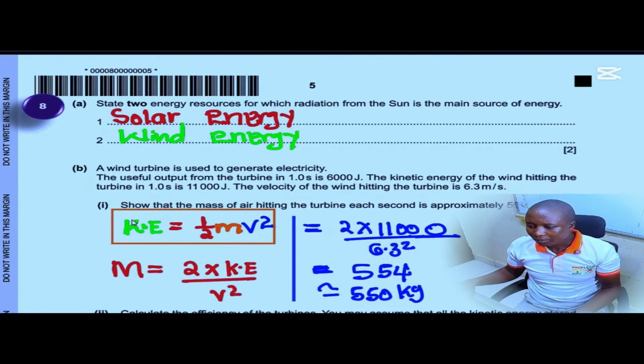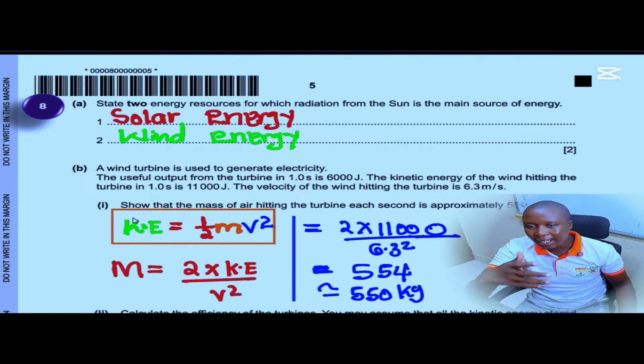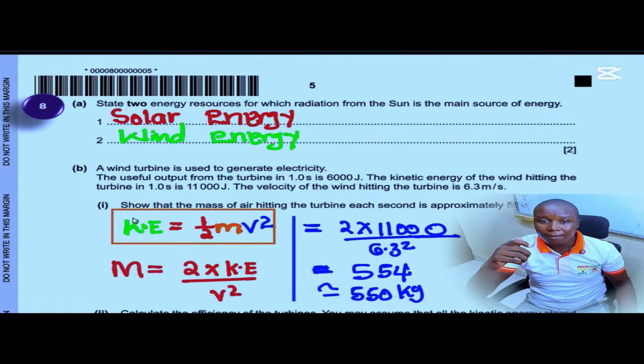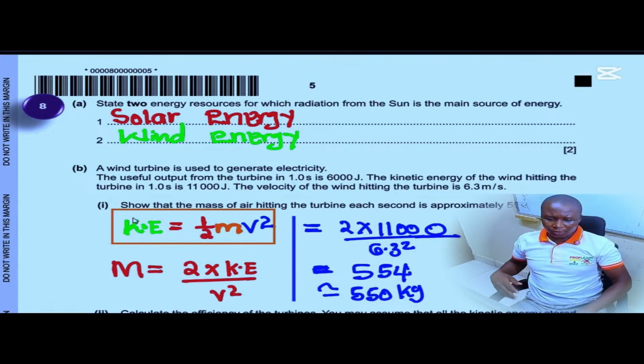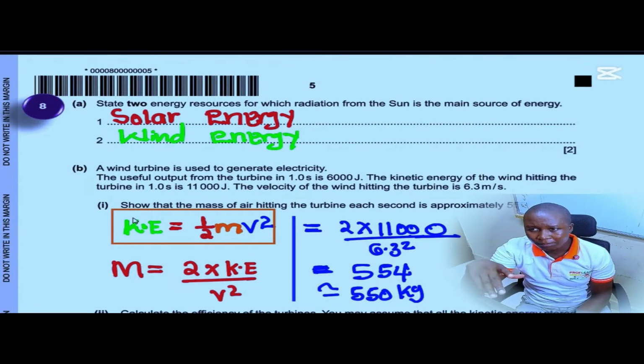So another concept you need to understand, besides thermal energy and energy resources, is how to calculate kinetic energy. And we know kinetic energy is equal to a half times the mass times the speed squared. And also you need to remember the concept of gravitational potential energy, GPE, which is equal to mgh.